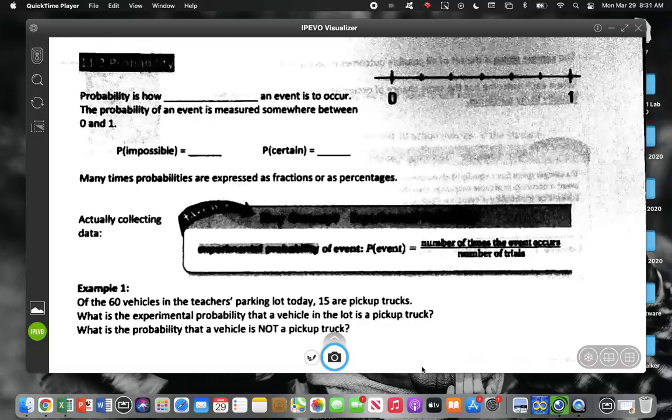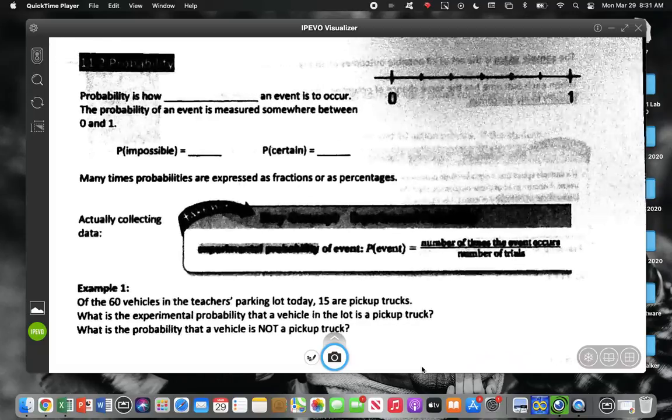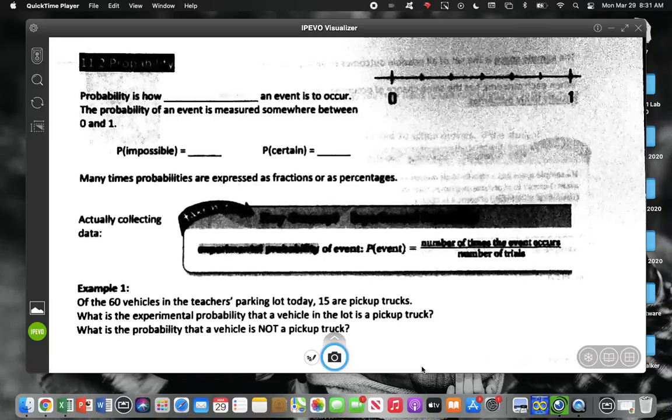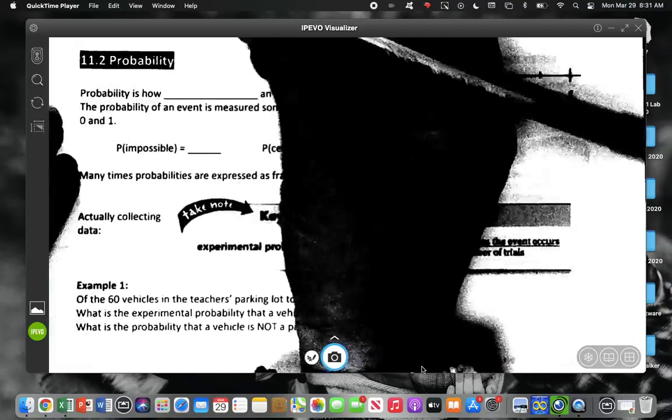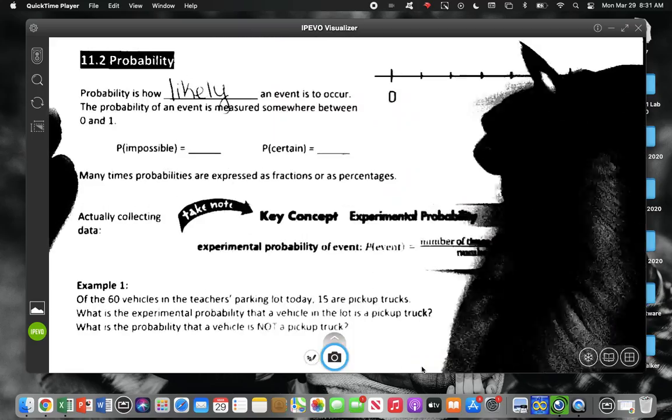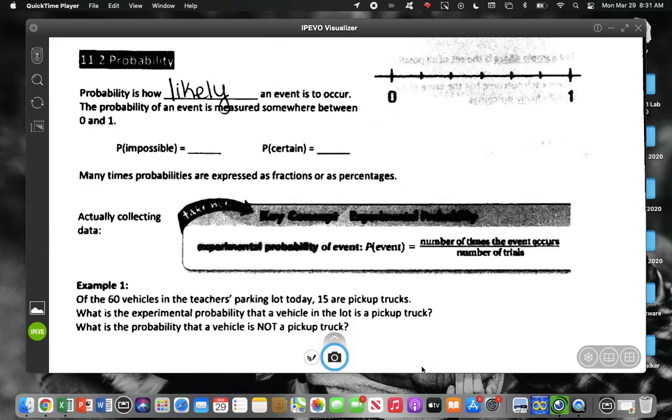All right, so we are talking about probability. And whenever you're talking about probability, you are actually talking about how likely an event is to occur. How likely an event is to occur. And a probability of an event is measured somewhere between 0 and 1.